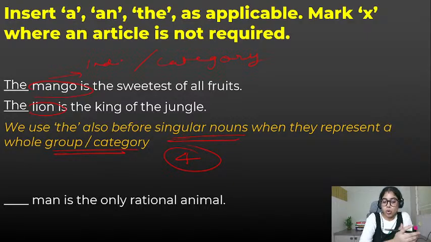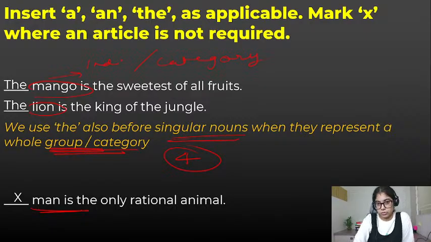Dash man is the only rational animal. I'm not talking about any one particular man from one particular city or state. I'm talking about all of the animals. May say man, who is also an animal, mankind, the entire people, is the only rational animal. So here again, a singular noun is used to denote an entire group and category. So technically, इसके साथ भी लगना चाहिए the. But no, it's not grammar if you don't have exceptions. This is a case of exception.